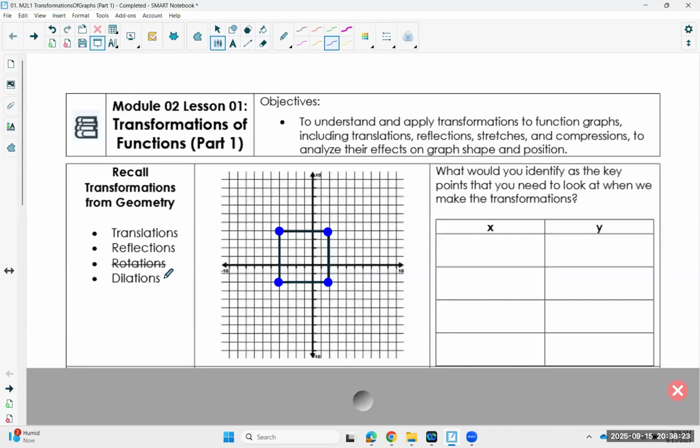We're going to do translations, reflections, and dilations. Rotations, which is done sometimes in geometry, we will not be doing. So if you look at these 4 points, -4, 4, that's this one, -4, -2, and then 2, 4, and 2, -2 make up the vertices of the square. And if I, again, do any of these things to it, it will move or reflect or dilate it.